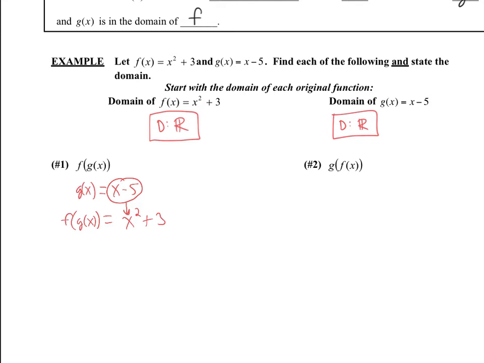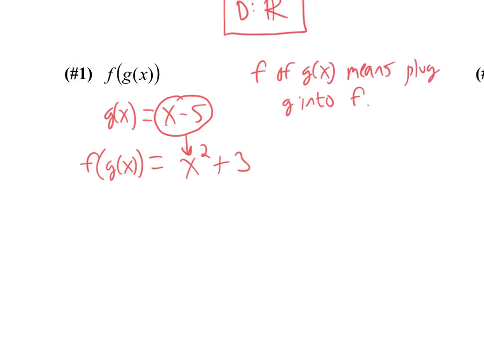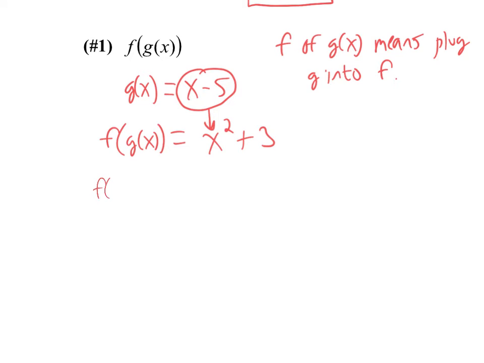So let's write that over here. f of g of x means plug g into f. Okay, it means plug g into f. So let's go ahead and do that. So we have f of g of x equals, and wherever we see an x, we're going to plug in x minus 5. So we're going to have parentheses x minus 5 all squared plus 3.